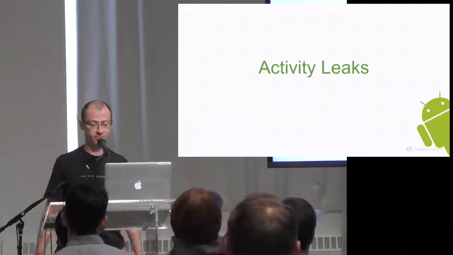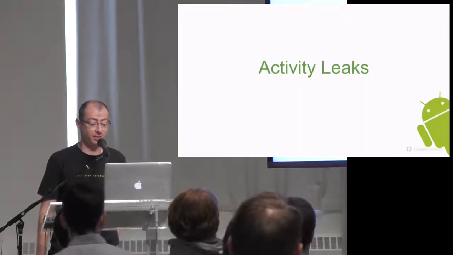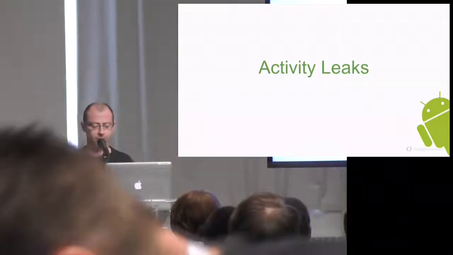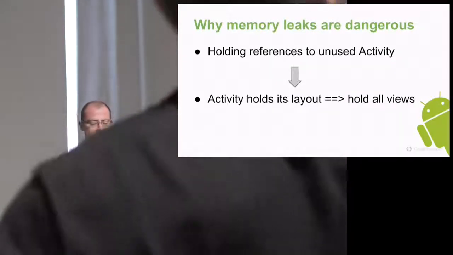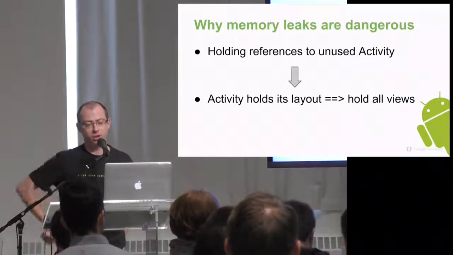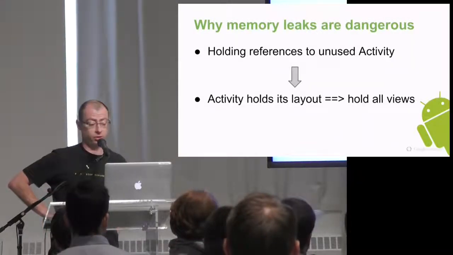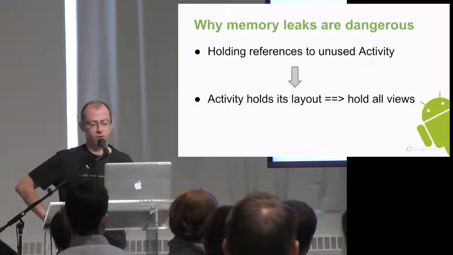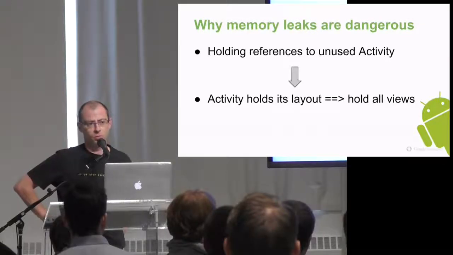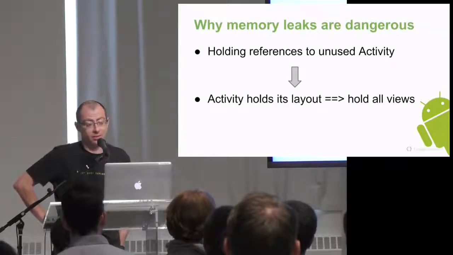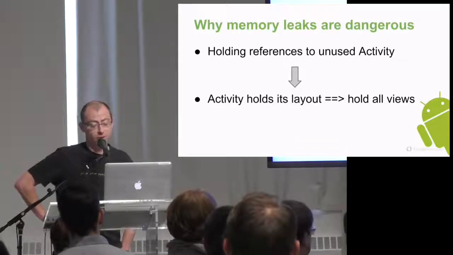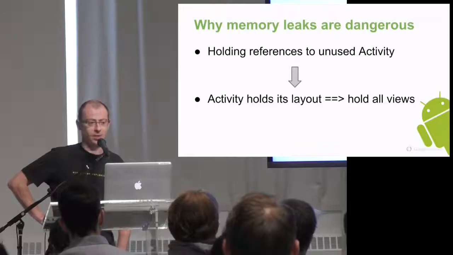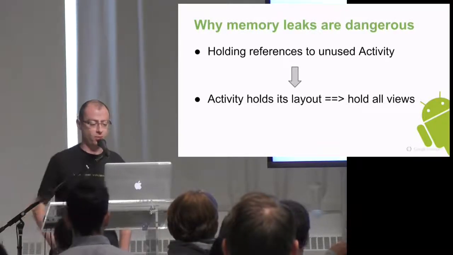Our first friend in things that we need to fix is activity leaks. And let's see why they happen. Activity leaks, or memory leaks in general, are extremely dangerous. If we hold a reference in our code to an unused activity, we hold all its layout. And layout, in turn, holds views. And that results in many, many pixels you don't want to store in your memory.